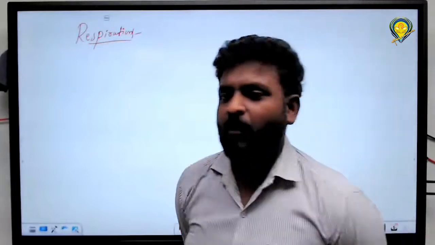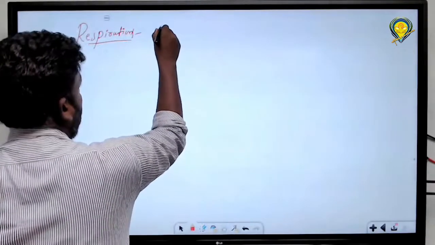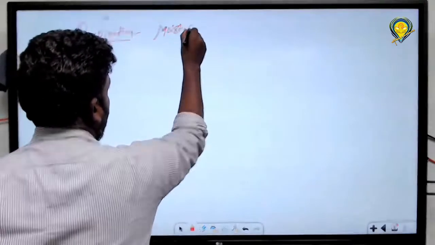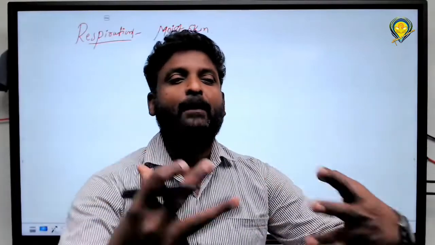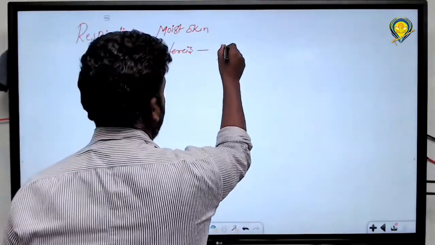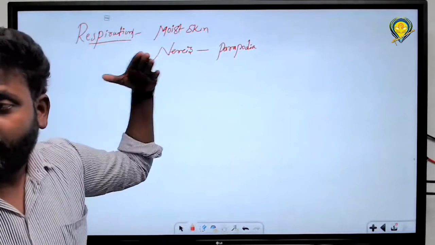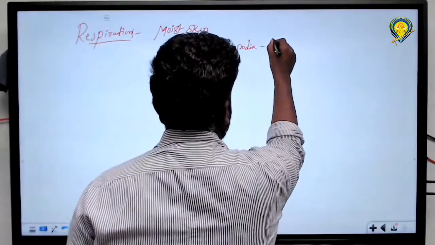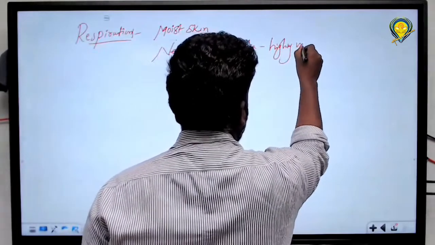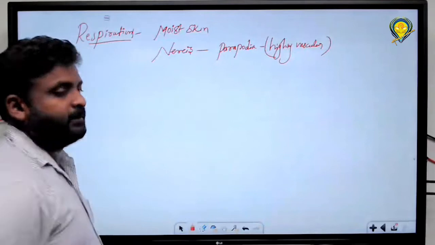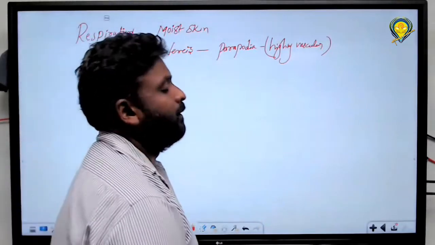Right? Respiration takes place through what? Moist skin, right or wrong? In annelids, right? Please write it. Moist skin. If you want to write about Nereis, in Nereis they can respire through parapodia. What is it? Parapodia. Parapodia is the respiratory organ of Nereis, right? And the parapodia are highly vascular. Got it? If you want to write, you can write. That is respiration, right?